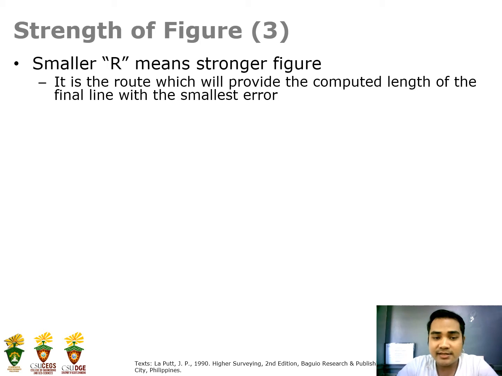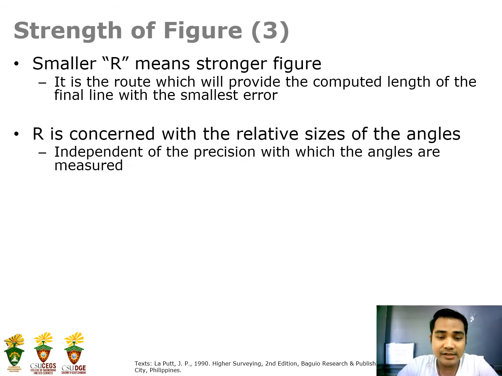So in this strength of figure calculation, the R will determine nga kung kinsa to'y pinaka-small of value sa strength of figure, siya pod ang mo-possess of smallest error. So, mao nang siya ang gamiton.